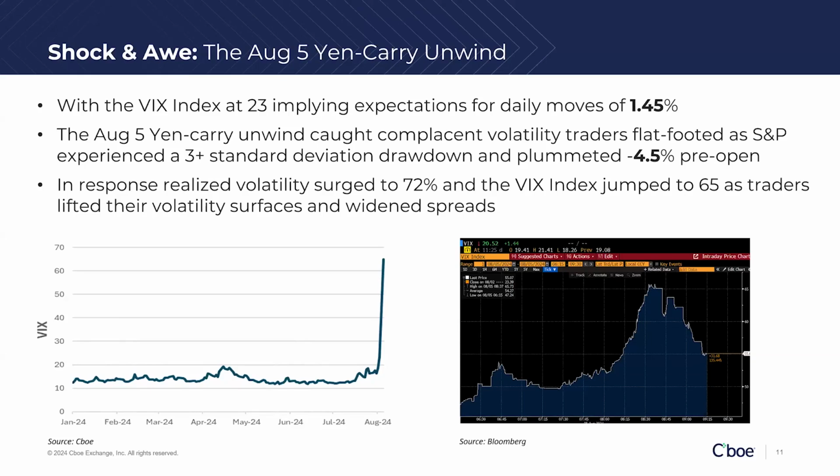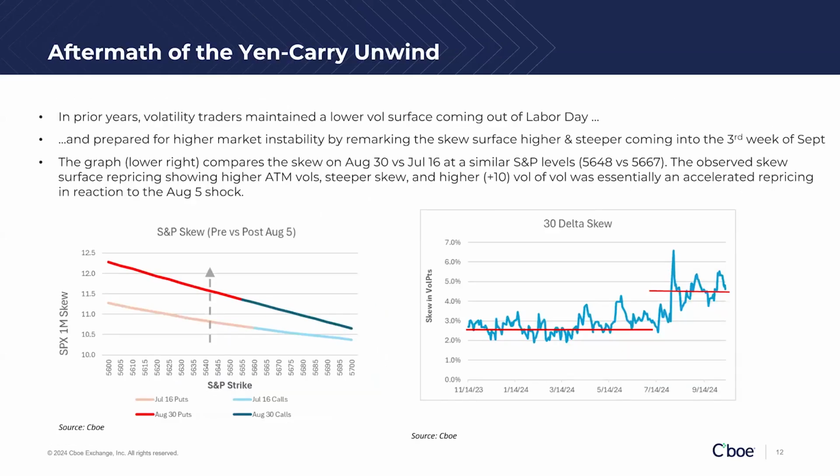So what happened was, as the S&P plummeted pre-open, the VIX surged. The VIX surged to 65, 72 pre-open, as the traders raised the volatility surface and therefore raised the price of protection as PMs tried to jump in to hedge their books. Okay. The yen carry unwind basically resolved itself in one day. So by the next day, everything normalized, but not in the volatility space. So over here, what we're doing is showing a graph of the skew.